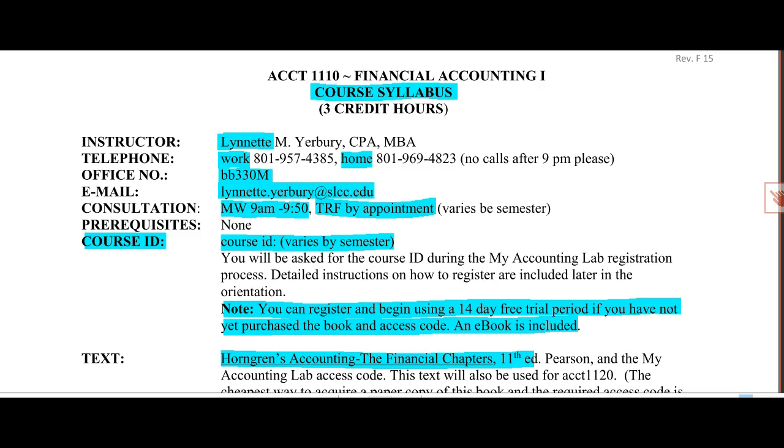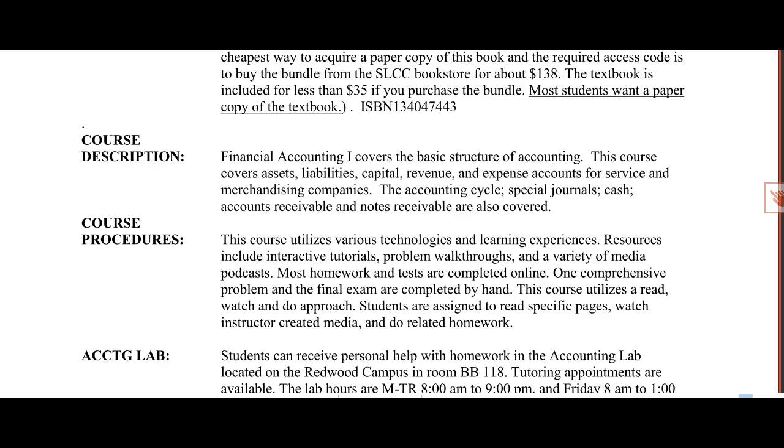Get started right away. Our textbook is Horngren's Accounting, 11th edition, the financial chapters. Good news, the same book will be used for Accounting 1120. And so you get one book and it covers 2 courses. Nice.